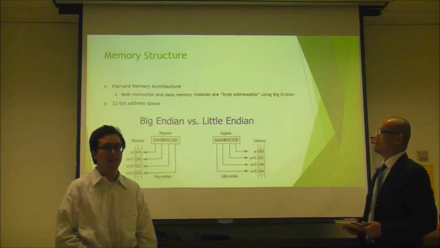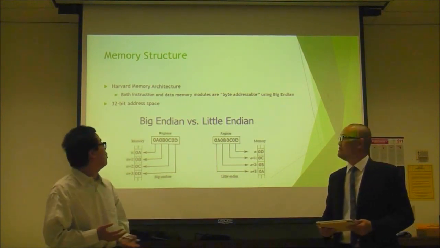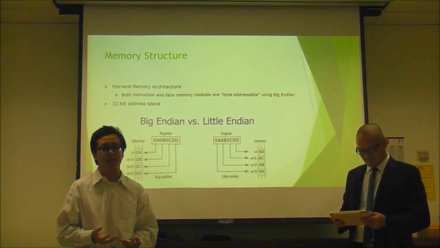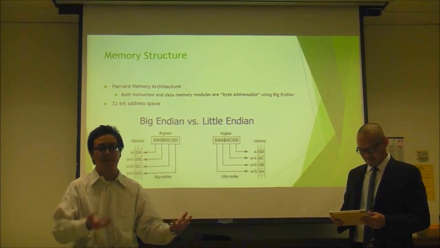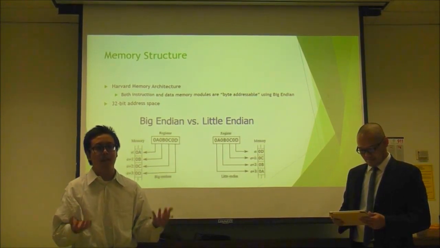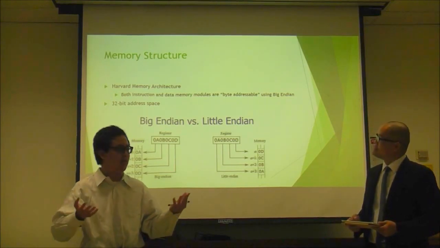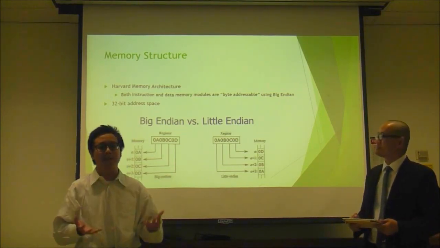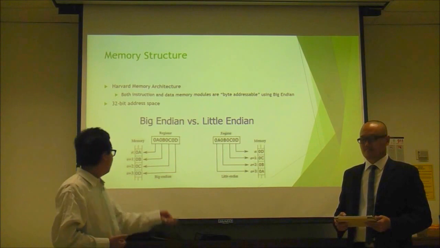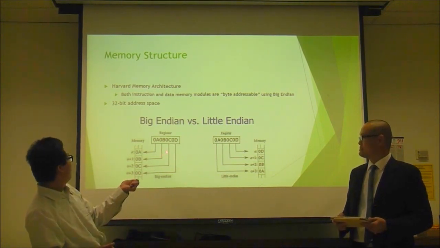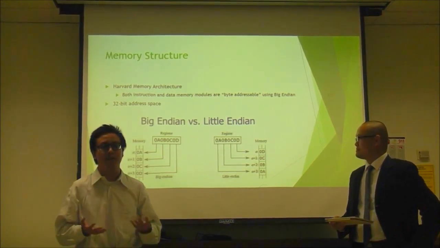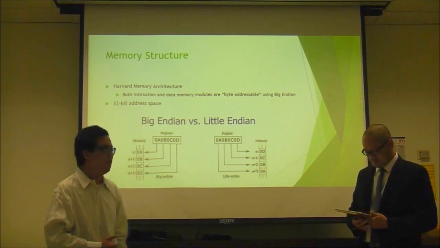So here we are, the memory structure. Here in our memory structure, we are using Harvard memory architecture, which means the instruction memory and data memory are separate. Since they're separate, we should let you know that they are byte addressable and they're using Big Endian, shown here in this picture. And we are using 32-bit address space.